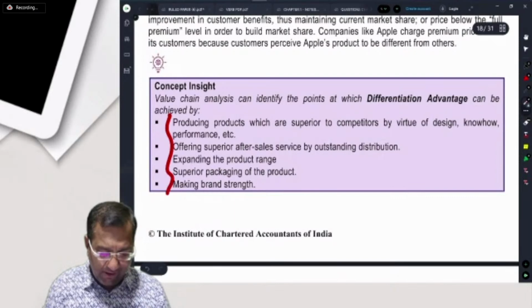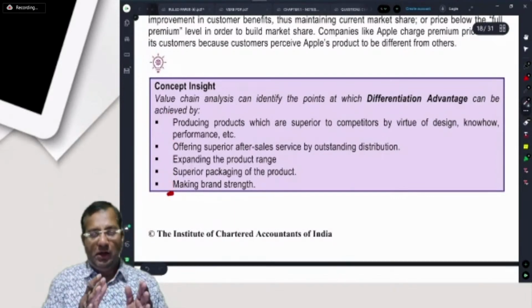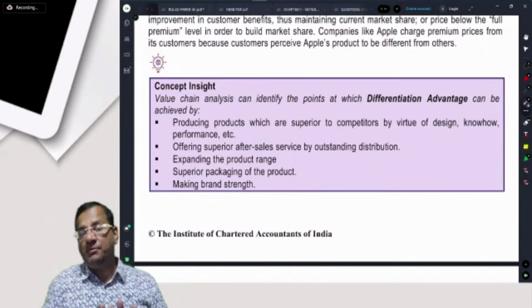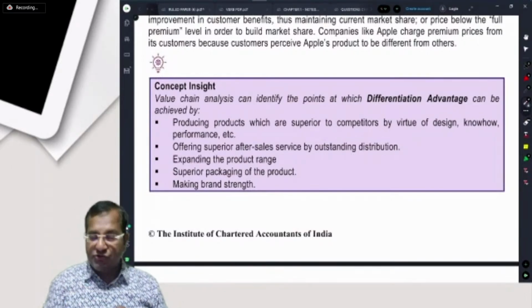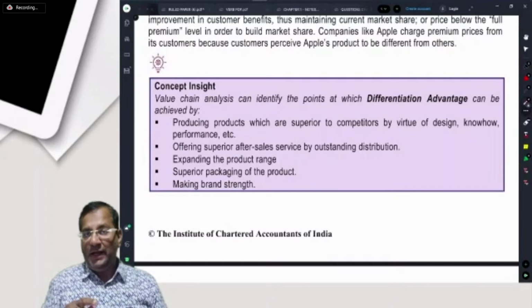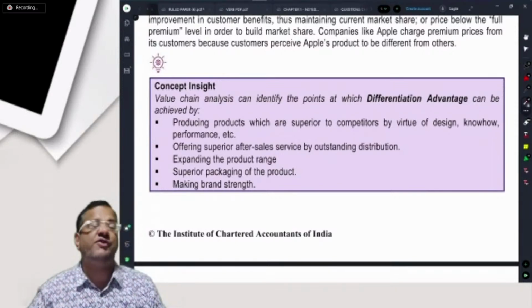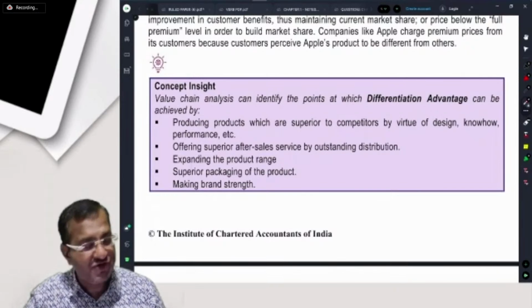So a single point is not enough. If you want to have a product differential advantage, minimum you should cover 2 points. Either your product should be of superior quality, involve low risk, technological advancement is there, or your superb customer after sale service support is there, then only you are said to be having the product differential advantage.